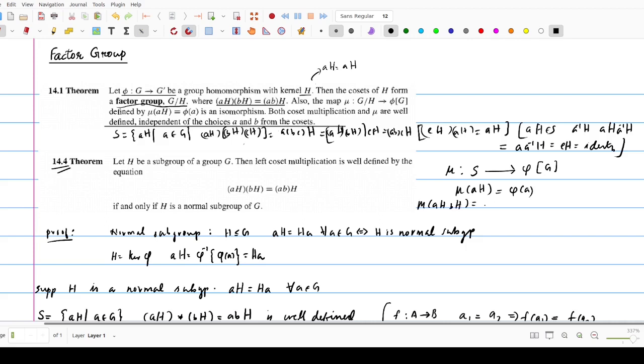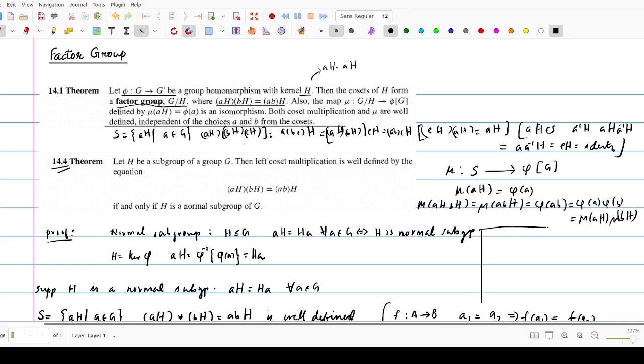by definition is mu of abH, obviously. Then the image of this is phi of ab. Then this is phi of a phi of b, and phi of a is defined to be mu of aH, and phi of b is defined to be mu of bH. So which shows that mu is a homomorphism, and you can easily prove that this mu is one-one and onto as well.